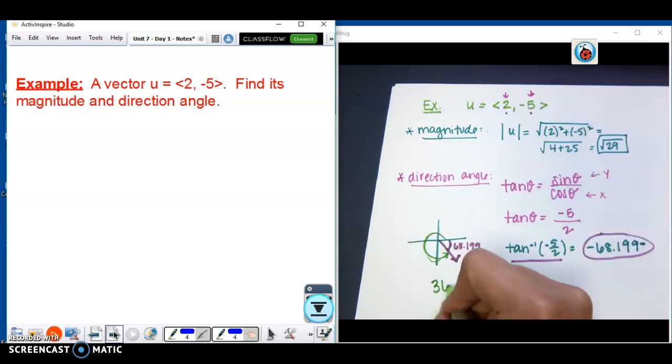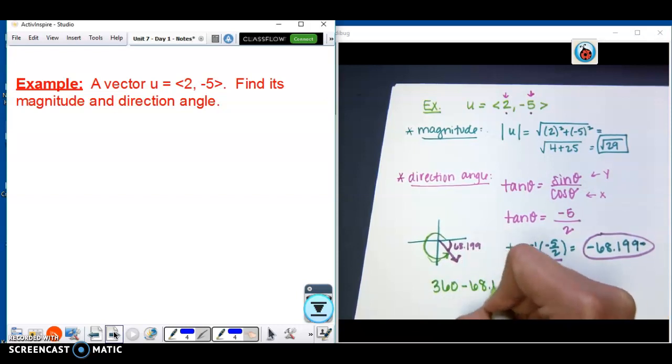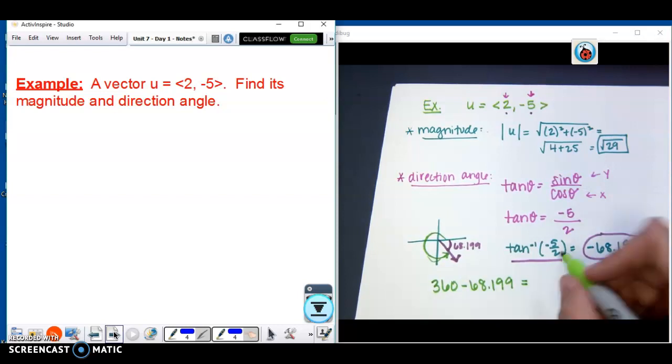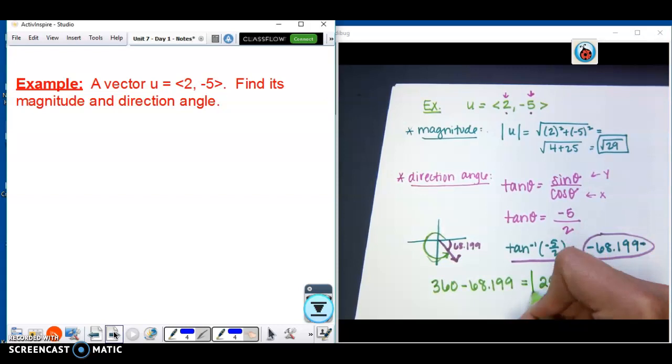So I need to do 360 minus 68.199. And if I subtract that, that will give me 291.801 degrees. And that is the direction angle that I want to use.